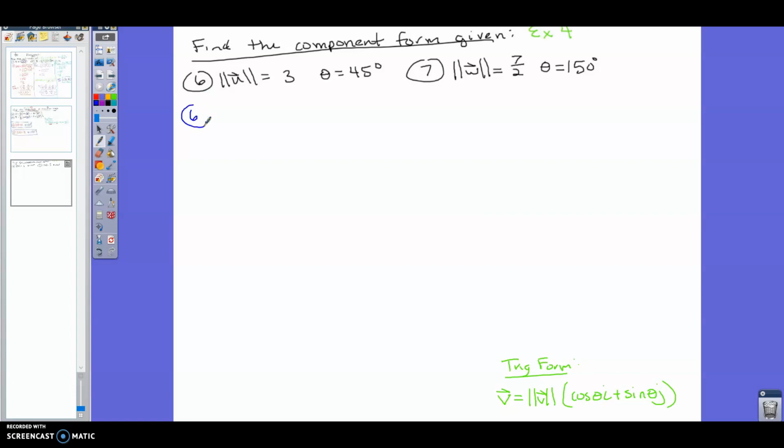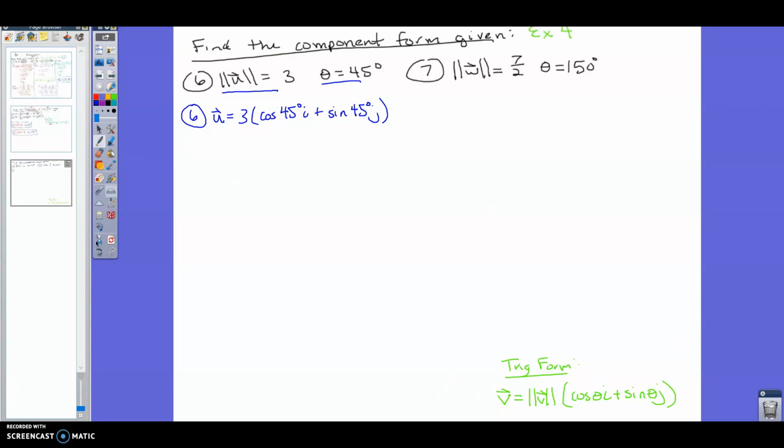So for number 6, oops, this one's vector u. So the vector is going to be equal to its magnitude, which is 3, times the cosine of the angle, which is 45, i plus sine of the angle, 45, j. So all we did is we plugged this and this into this equation.